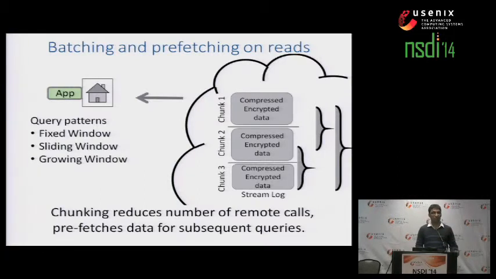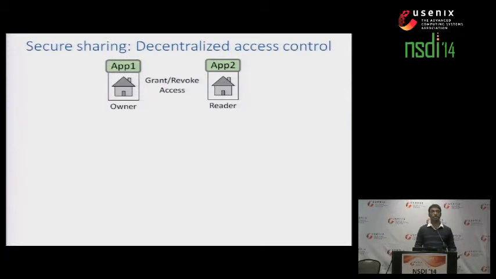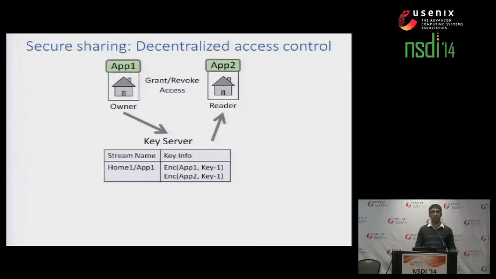So to enable applications to share streams, Bolt uses the model of decentralized access control. If an owner of a stream wants to grant access to a reader application, it simply shares the key that it used for encrypting data, let's say key 1, by encrypting it with the public key of the reader application, and then it puts it on the key server. It can also revoke access for a reader application. To do so, it simply generates a new key, let's say key 2, and then encrypts the fresh data that it generates after the revoke call with this new key.